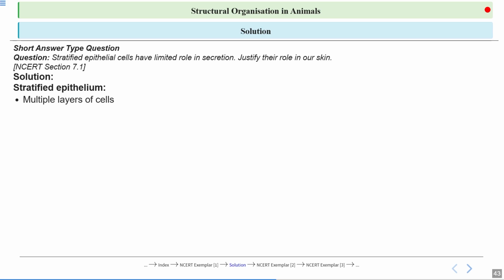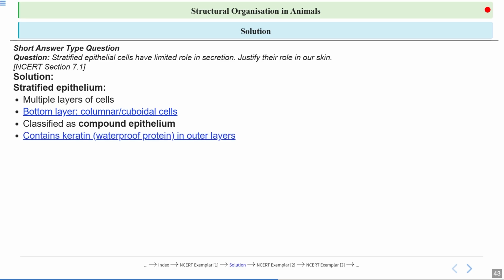Stratified epithelium is made up of multiple layers of cells. Wherever the term strata is used, they are talking about layers. One layer, two layers, three layers, multiple layers of cells. The bottom layer has columnar or cuboidal cells. If you see the bottom of this stratified epithelium, it must be either columnar epithelial cells or cuboidal epithelial cells. It is classified as compound epithelium.